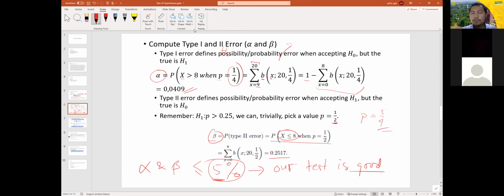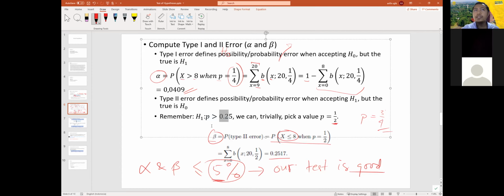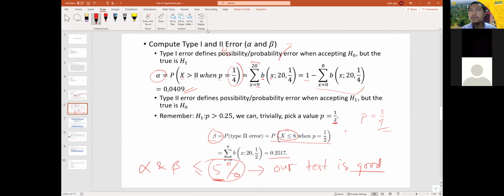Sir, and for the trivial value for the alternative hypothesis, can we choose like 0.3? I mean, a number that is close to 0.25 but still bigger than 0.25? Okay, yeah, it's possible. So, for example, even if you choose the p value equal to 0.7, it is possible, and then we need to check.